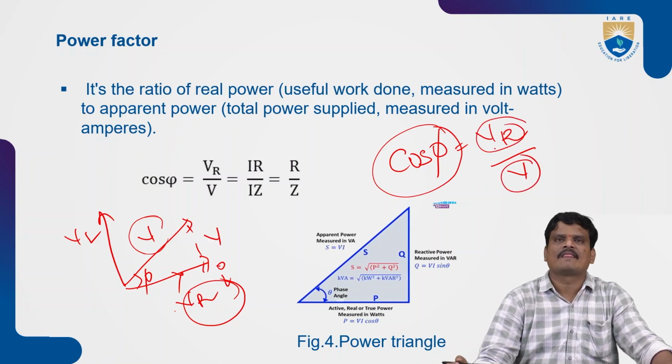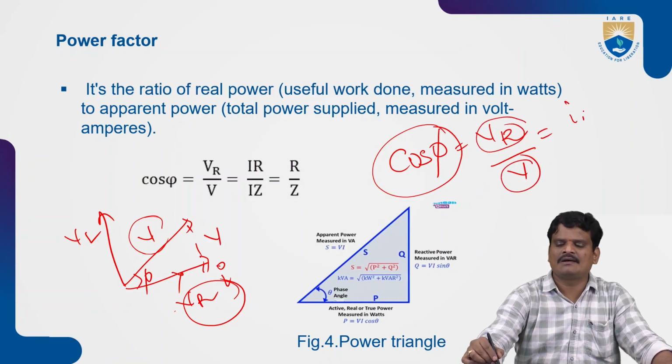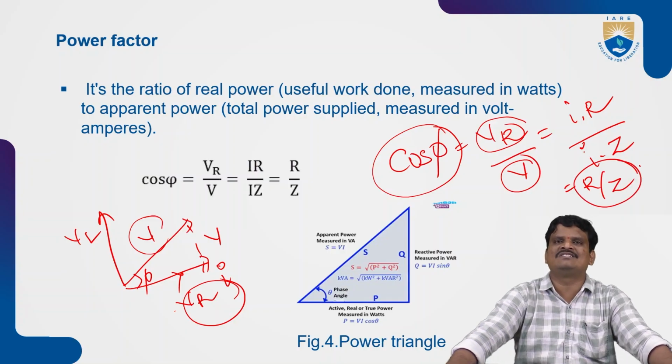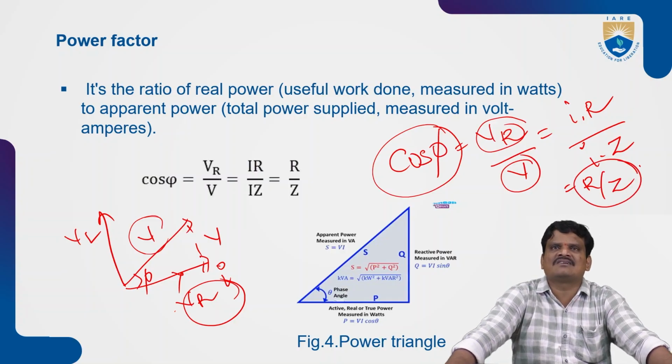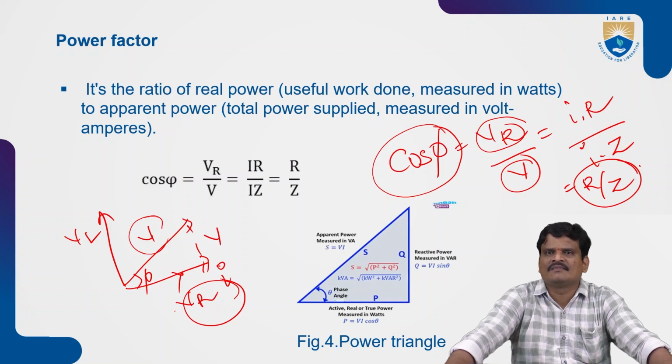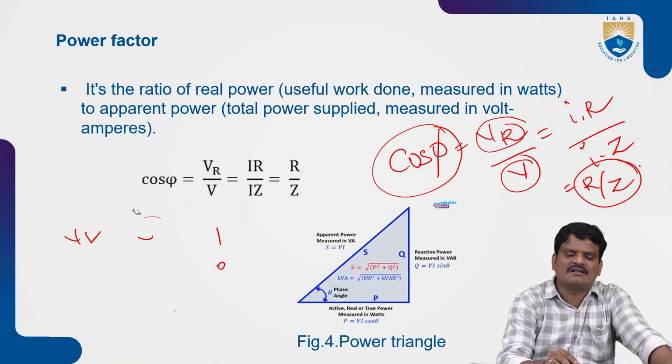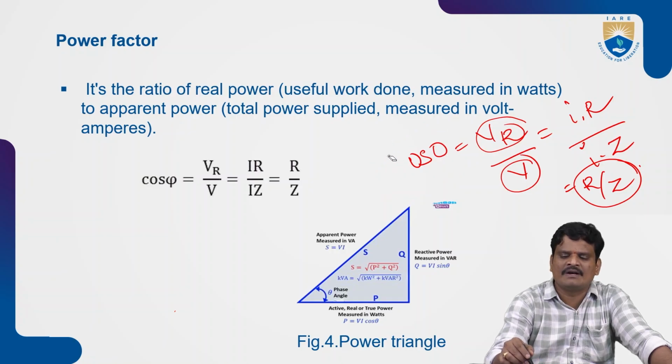I know the value of VR is I into R, and I know the value of supply voltage is I into Z. So cos phi for the series RL circuit is represented as R by Z, where R is the resistance offered by the circuit and Z is the impedance offered by the circuit.